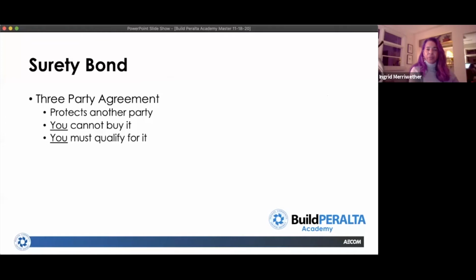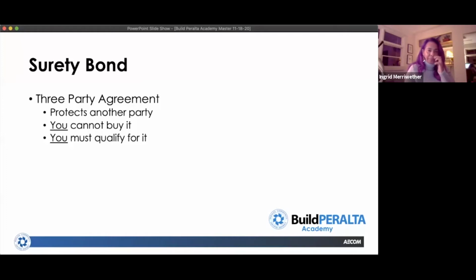So again, the three-party agreement, a bond is really designed to protect someone else. Even though the bond is secured by you, the small contractor, the purpose of it is to protect another party. So more than likely, the purpose of it is going to be to protect a prime contractor who is hiring you as a subcontractor to perform work. And again, just bear in mind, a bond is not something you can just go out and buy if you can afford it. It's something that you have to qualify for, which is more like credit.